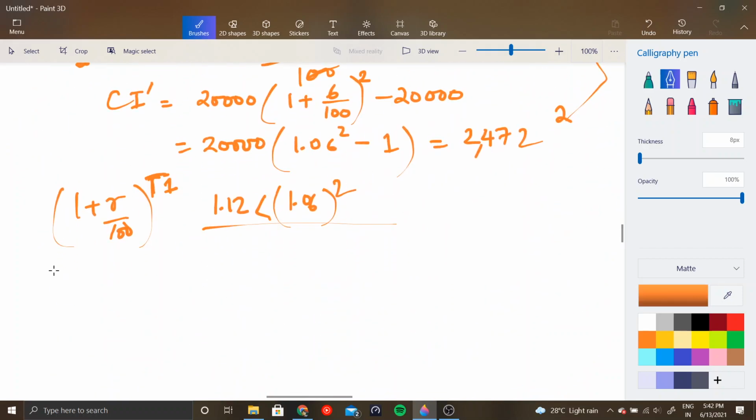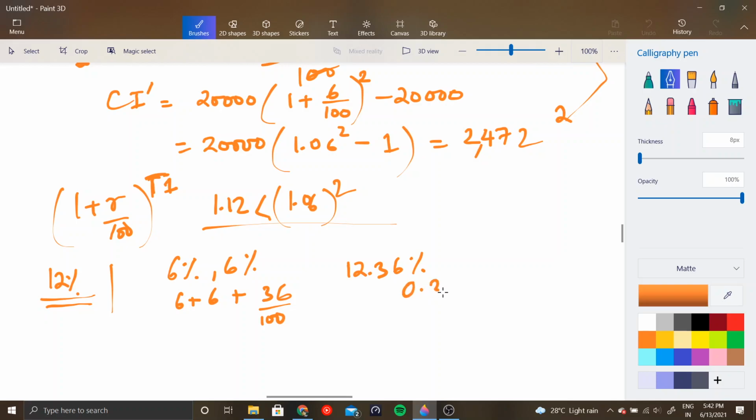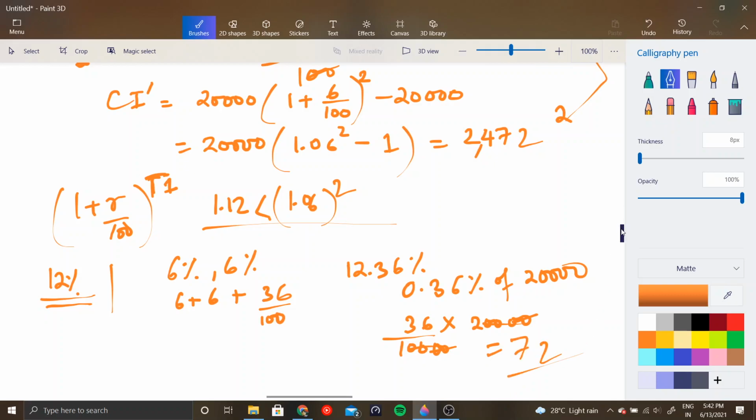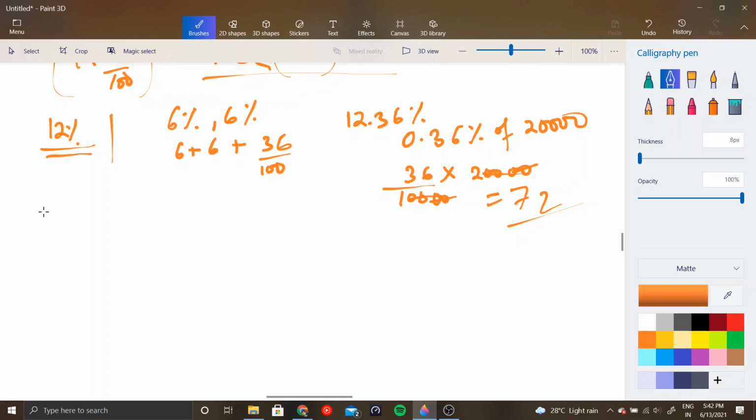So let us also verify by the AV method. 12% per annum for 1 year is basically 12% rate. But 6% half yearly, right? So A is 6, B is 6. So 6 plus 6 plus 36 by 100, so you have 12.36%. So 0.36% of 20,000 is the difference. So 36 by 100 into this, 0.36%, right? So basically that is 72. You got your answer.